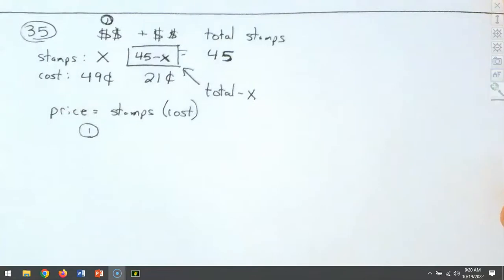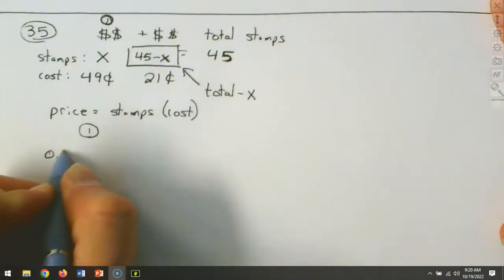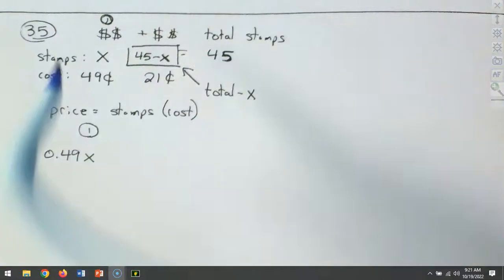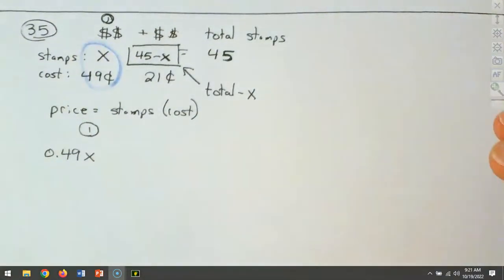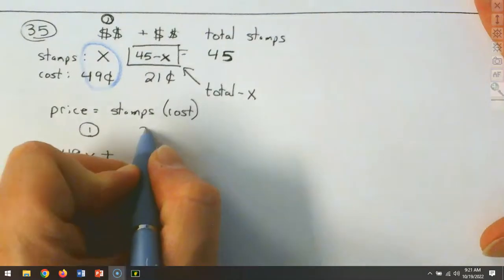So the first one, we've got some stamps. Those stamps cost 49 cents. So as a decimal, that's 0.49 times the X. That's this piece right there. Is everyone okay with that? Very similar, just different wording is all. It's the same type of problem.